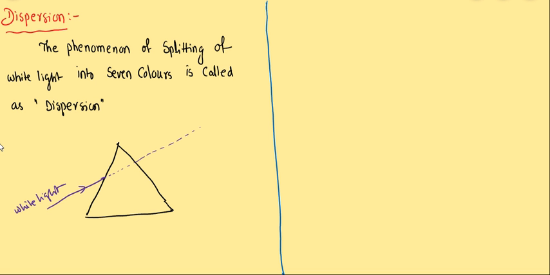But due to the prism, it will bend, and different colors will bend with different angles like this. If you keep one screen here, a screen is nothing but a white paper, then on the screen you observe the different colors.